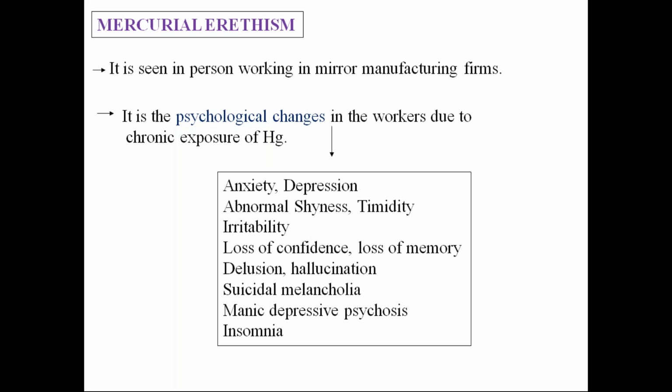So these are some of the psychological changes that are seen in workers in the mirror industry due to exposure to mercury. The symptoms are mostly anxiety, depression, loss of confidence, loss of memory, timidity, irritability, and then suicidal nature, delusions, hallucinations, and manic depressive psychosis.